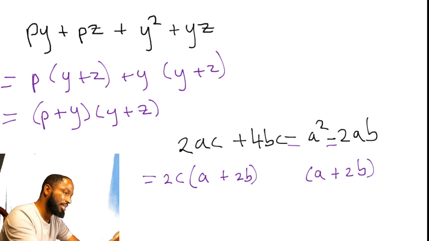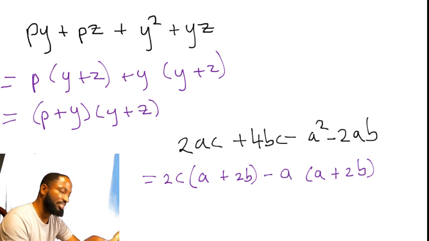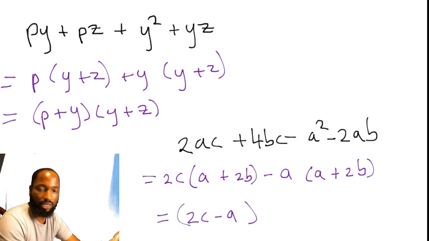Now you see them negative signs, I need a negative in the front. Do I need any numbers? No, I just need an a. So the answer is going to be 2c minus a by a plus 2b. You all could see that? Yes, you can.